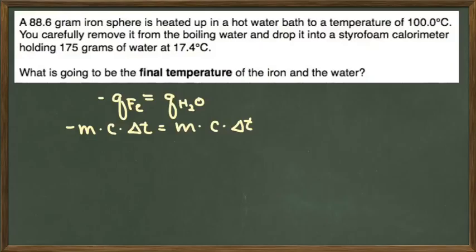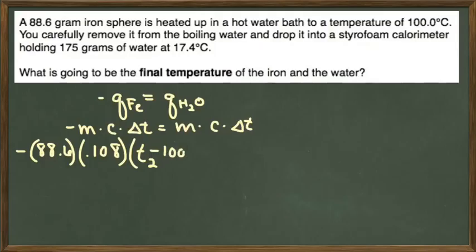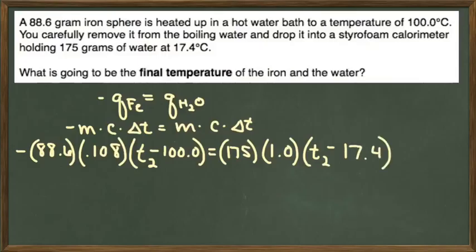I go back into my text of the problem and I ferret out the mass of the iron, 88.6. I look up its specific heat. I don't know what the final temperature is. That will be my variable. On the right side, everything pertains to water. The mass, 175 grams. The specific heat, obviously, is 1.0. Again, at thermal equilibrium, T2 will be the same for the water, so I can say I'm only going to have a single variable that I have to solve for.